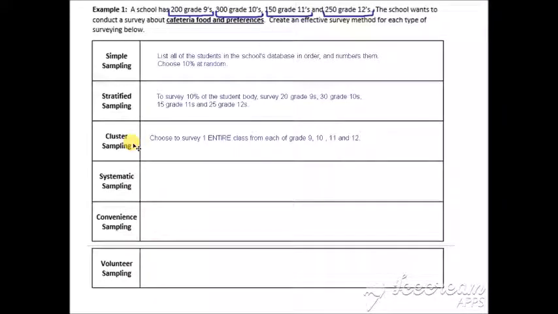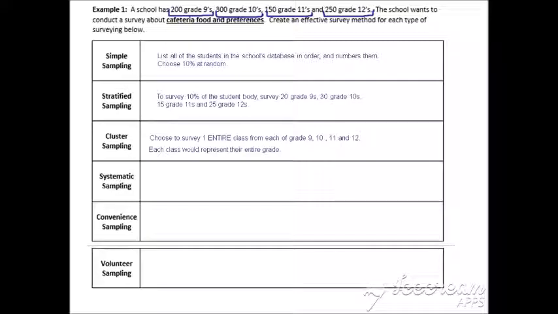Okay, systematic sampling. Just back to cluster sampling. Each class would represent their entire grade. Okay, so that would be their opinion. Each class's opinion would represent their entire grade.